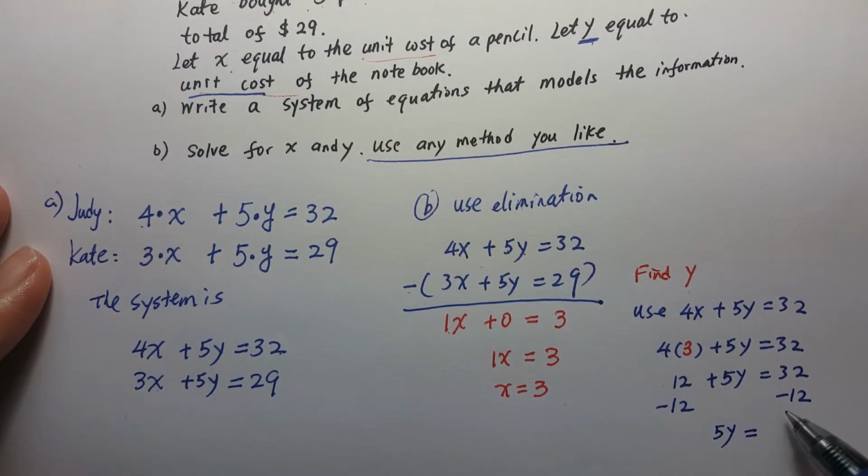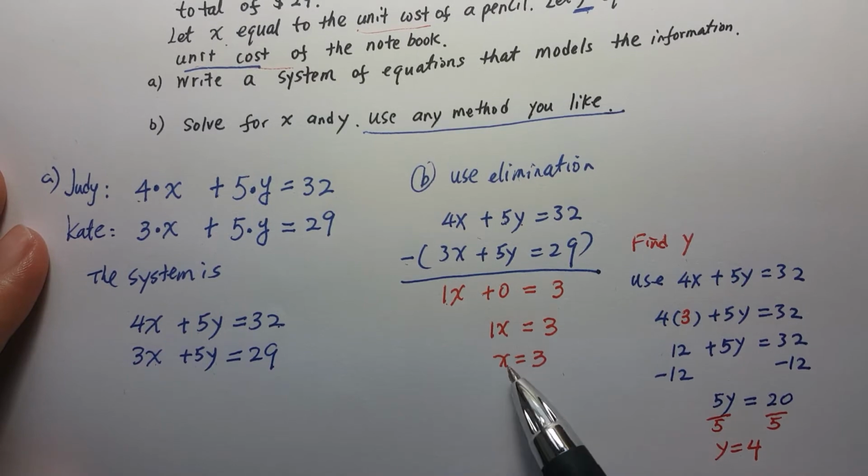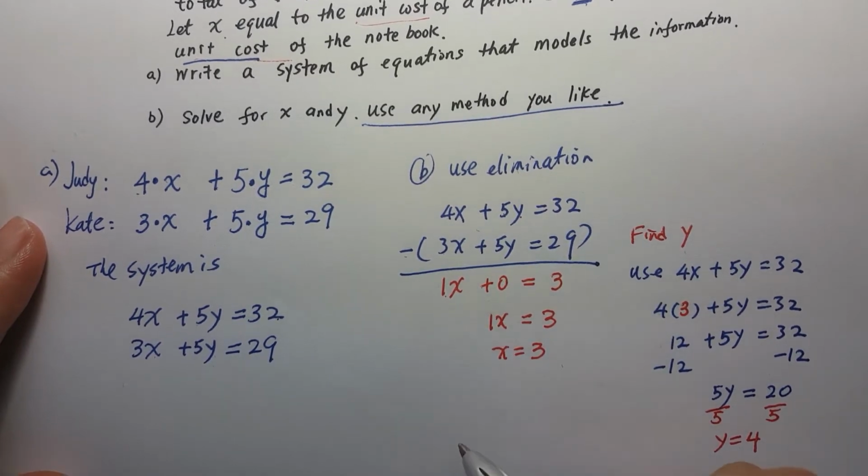You can use a calculator or do it in your mind. That will give you 20. Now 5y equals 20, so we divide by 5. So we get y equal 4. So we found the answer. X equal 3, y equal 4.